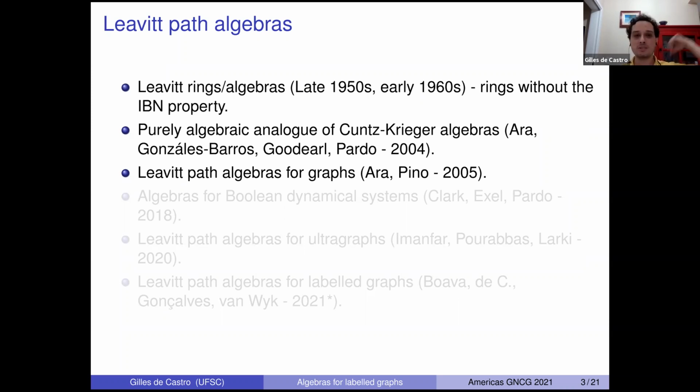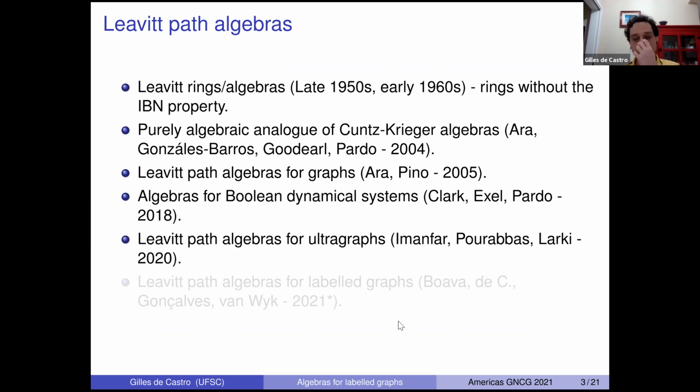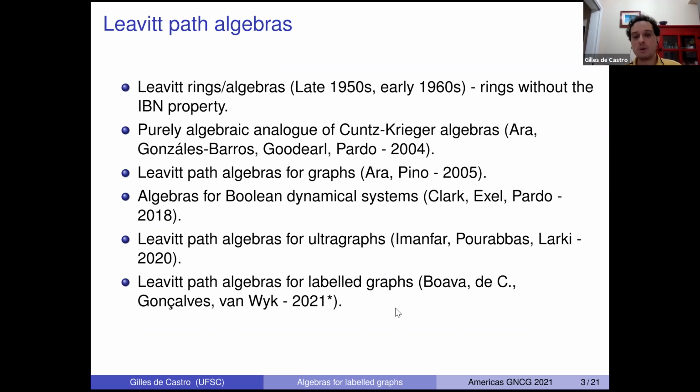So since the graph C*-algebra generalized Cuntz-Krieger algebras, they considered these Leavitt path algebras for graphs. There has been a lot of study of Leavitt path algebras, and of other classes that are some generalizations. These appear as an example in a paper by Clark and Pardo, for Boolean dynamical systems, which is not very well explored. It's just an example of some results on simplicity. And then for ultragraphs, there is a recent paper by Imanfar, Pourabbas, and Larki for Leavitt path algebras of ultragraphs. And as far as we know, there was no work looking at Leavitt path algebras for labeled graphs. And we started the study of these algebras in preprints published this year.